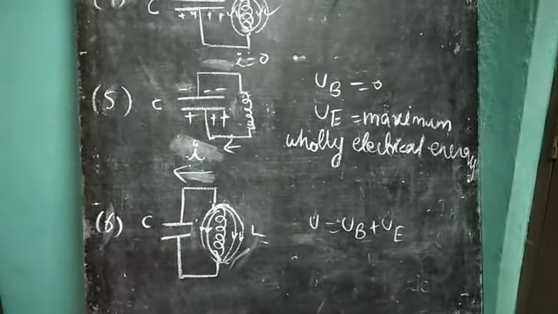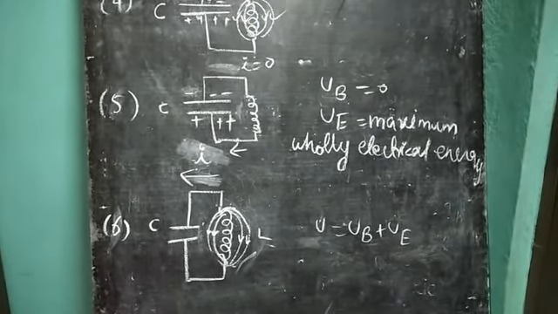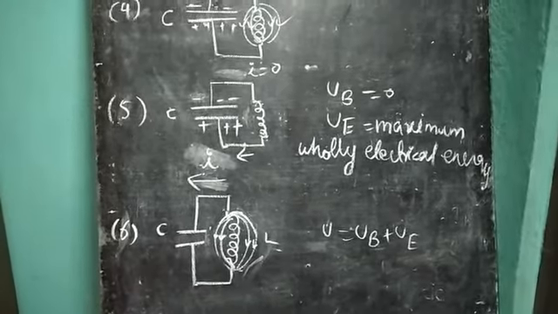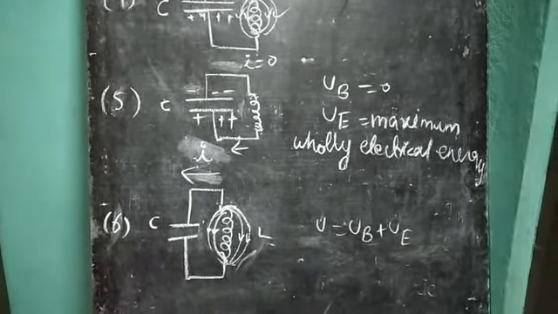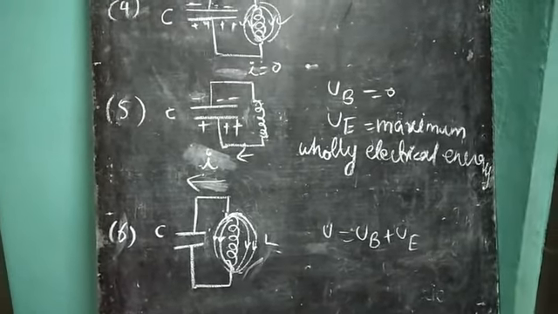For an ideal LC circuit, there is no loss of energy. Therefore, the oscillations will continue indefinitely. Such oscillations are called undamped oscillations.